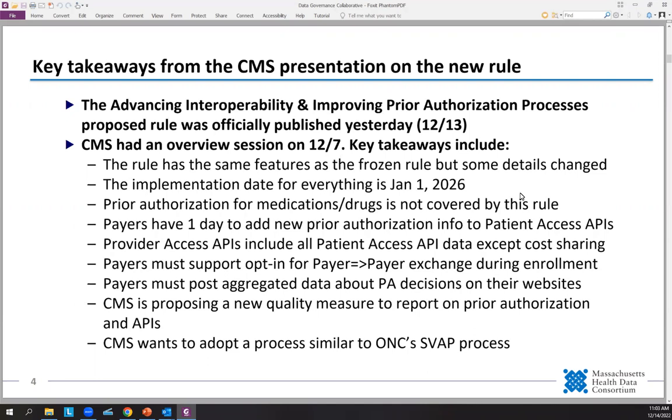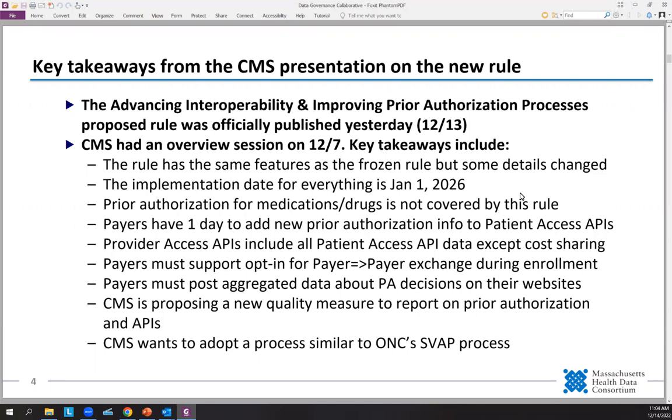So the first thing that they highlighted, which we did talk about last week, is that the rule has the same basic structure and features as the frozen rule that was put out 2 years ago, but some of the details have changed. What that means is that it includes some changes and additions to the patient access API. It includes a new provider access API, which is exchanged from payers to providers. It includes a requirement for FHIR for the payer-to-payer access and support for bulk, and a process by which people can do the opting in during the enrollment process, as well as some RFI.